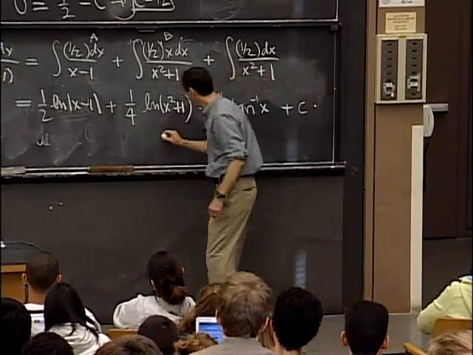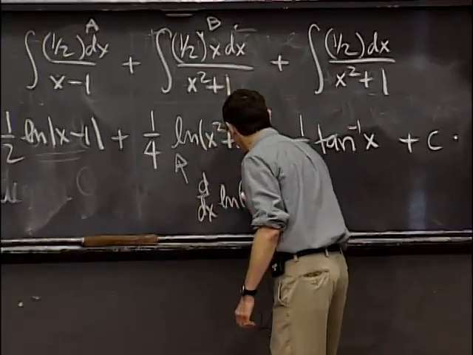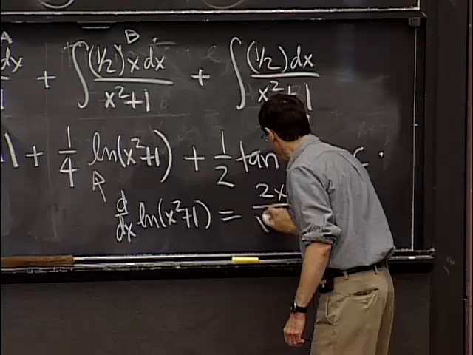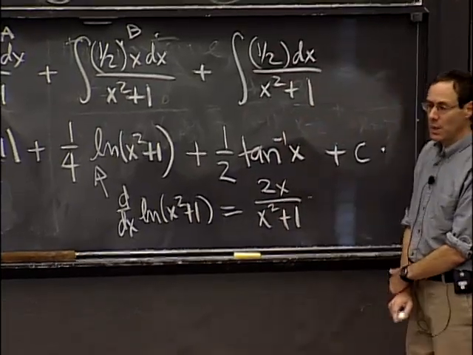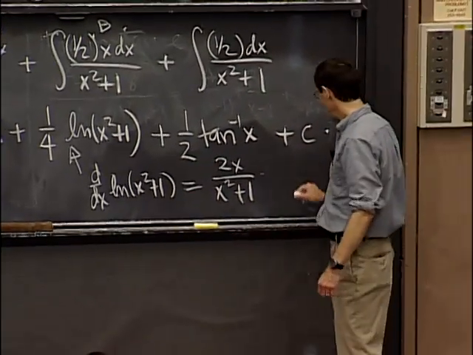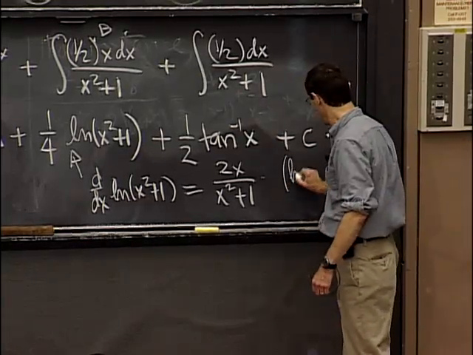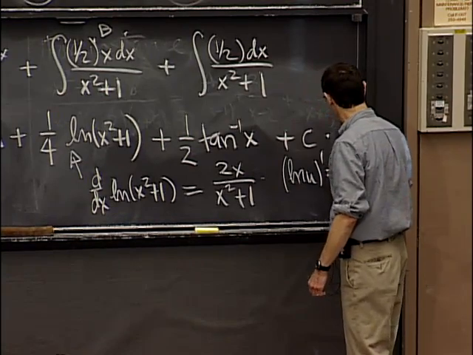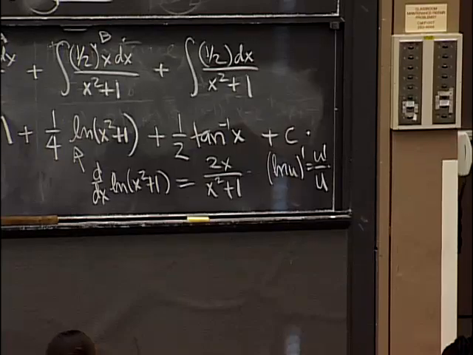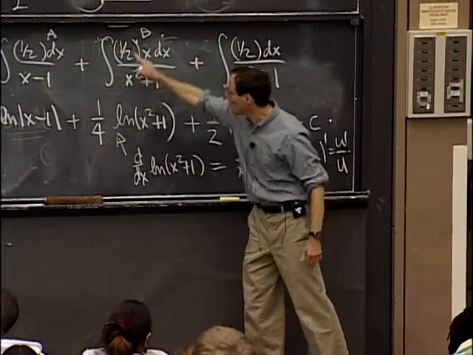Why did I go to a quarter? Because in disguise, for this guy, I was thinking d by dx of natural log of x squared plus 1 is 2x over x squared plus 1, because it's the derivative of this divided by itself. This is the derivative of log u is u prime over u. That was what I applied. And what I had was a half, so I need a total of a quarter to cancel. So 2/4 is 1/2.